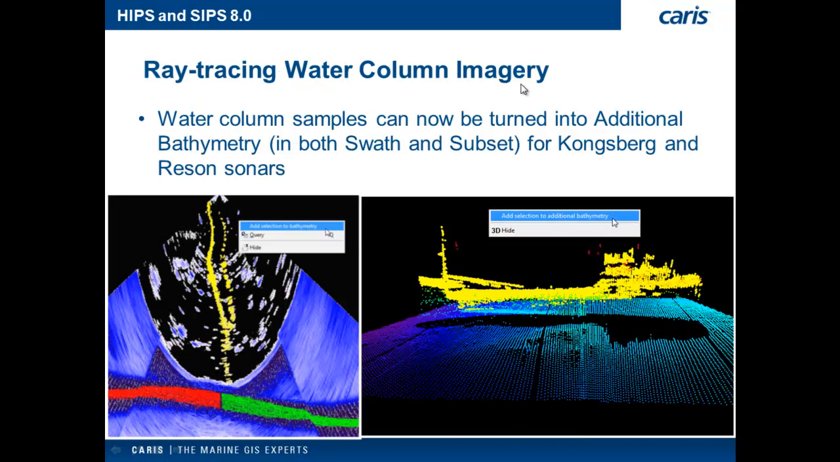Right, so probably the coolest new feature in HIPS 8.0 is our ability to ray trace water column imagery and produce georeferenced bathymetry from it, from either Teledyne Reson or Kongsberg sonars. You can do this from both swath and subset editors, and we really put a lot of thought into making this as easy as possible for the user. So it's as simple as a right click in the display. There's no exports, no separate processing. HIPS does all the work for you.